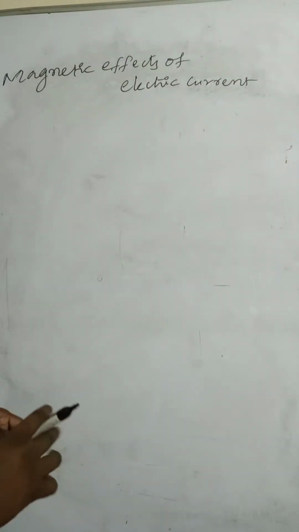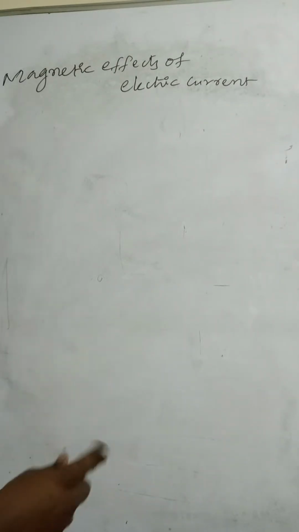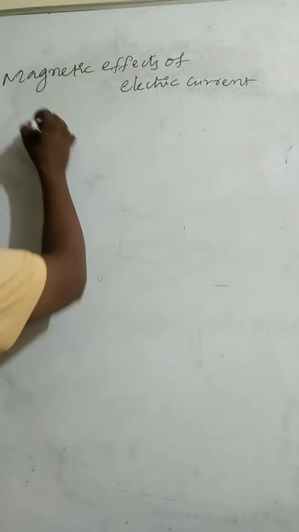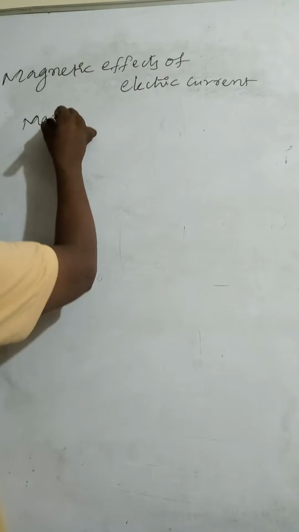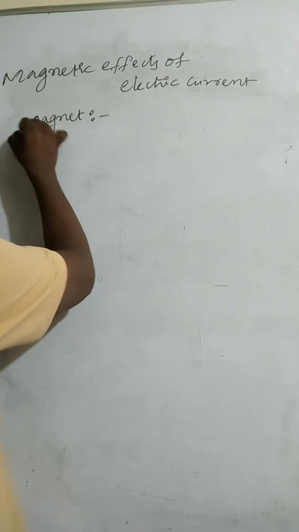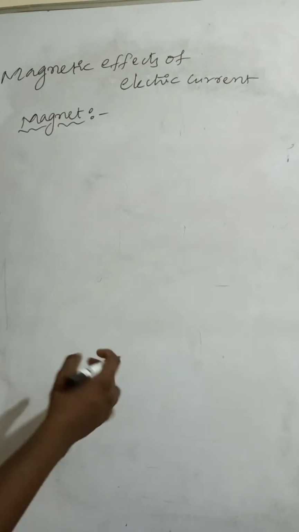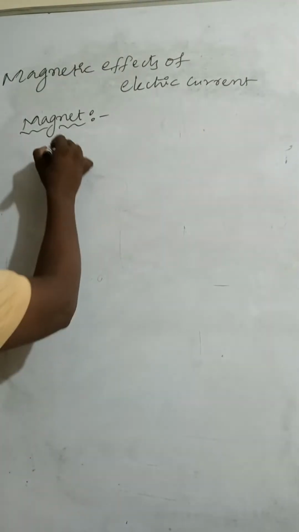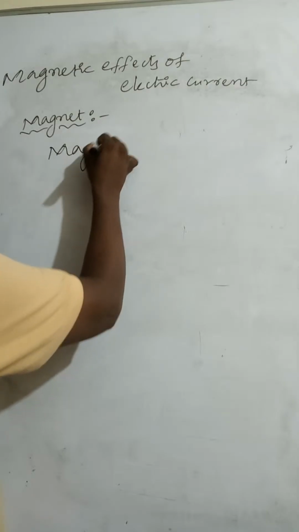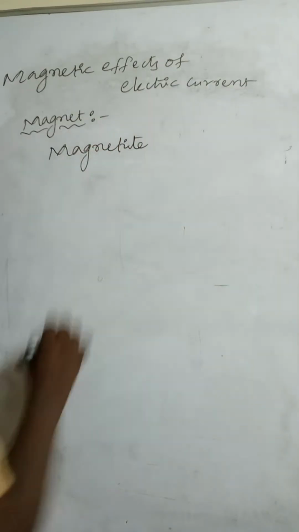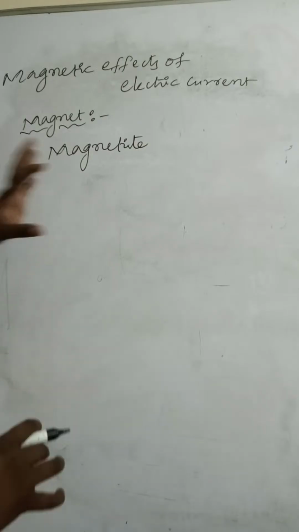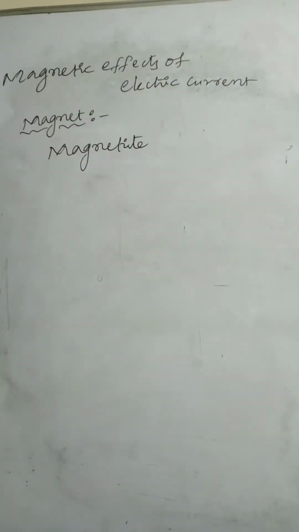In this topic, we will discuss the magnet. A magnet is a substance which attracts magnetic materials. It has a property of attracting or repelling. Magnetite is the natural magnet, also called lodestone. It occurs in the earth's crust.